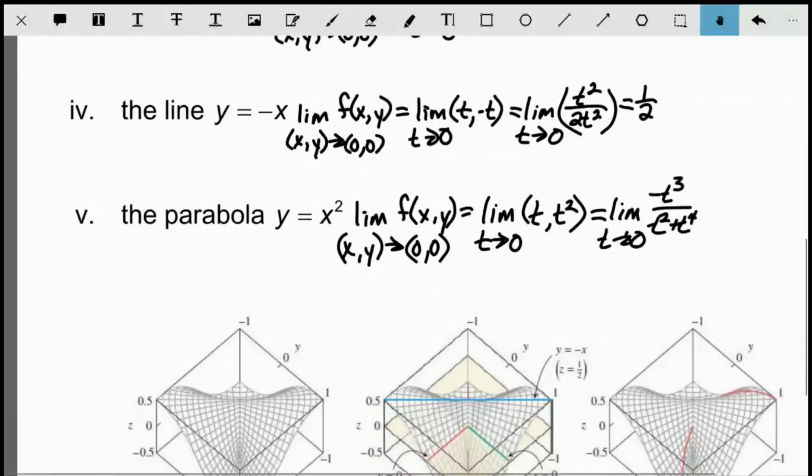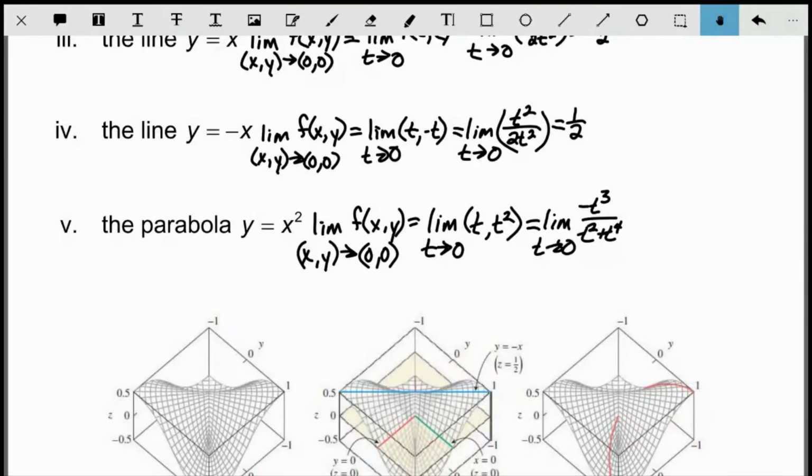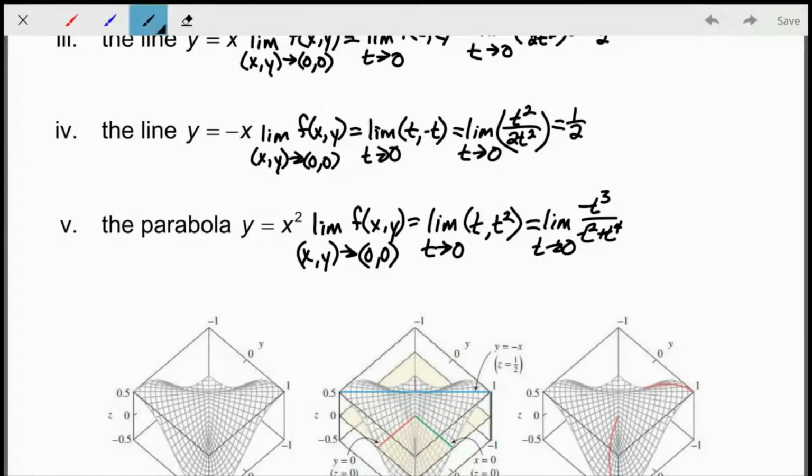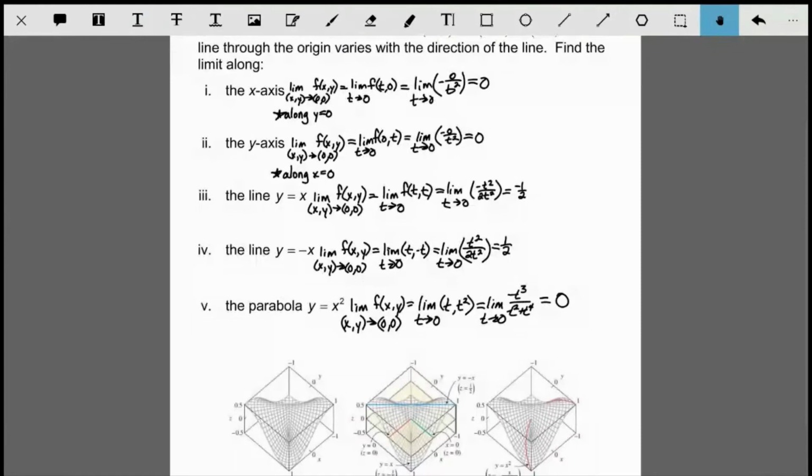Well, in the end, I can solve this thing out. And in the end, what's going to happen with this is, let's see, I could divide out some t's here, and I'd get t over 1 plus t squared. And in the end, I'm going to end up with 0 for this one. Okay, so which matches up with the first two that I got. But if I had started with the line y equals x or the line y equals negative x, now I've shown a different path. I got a different value. Okay, so clearly this limit doesn't exist.